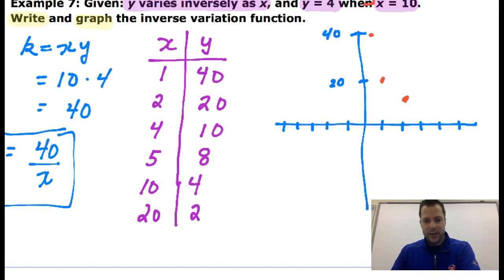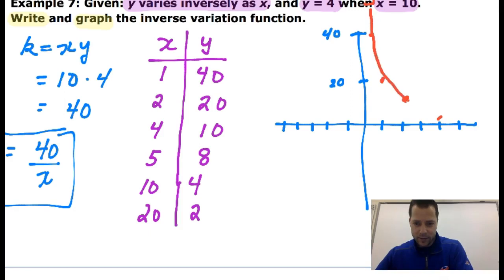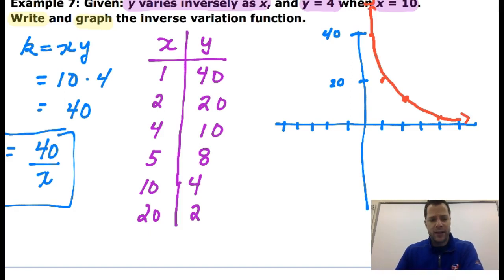Okay, 5 we can do, and then we can go out to 10 and 4. So 10, 20, 30, 40, maybe down here. And that's going to be a little better indication. See if I can make that connect with that curve. Not terrible. And we'd have the same thing on the other side here. So we'd go down to 20, negative 20, right, and negative 40.